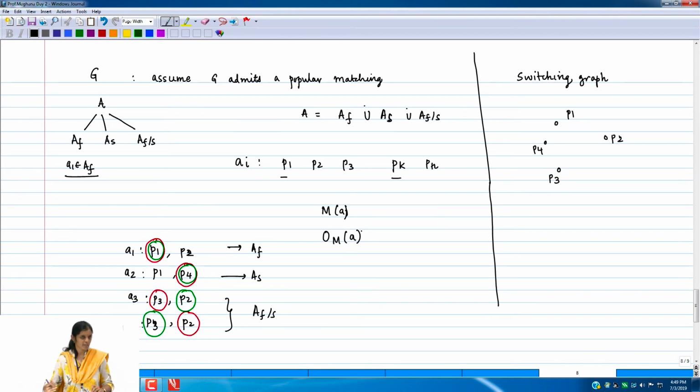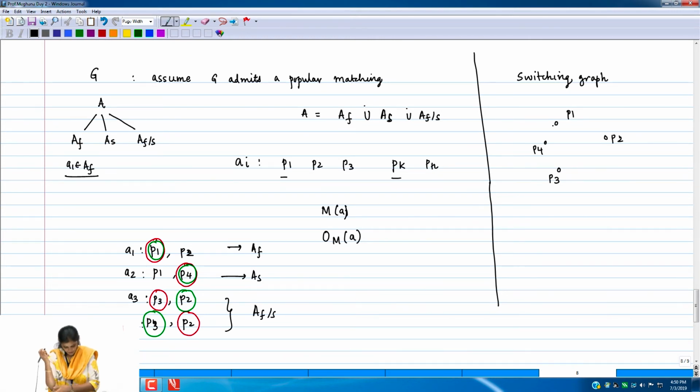So OM of A, and we don't want to commit whether M of A is F of A or the other post is S of A, so we'll just call it the other post. We don't know whether it is F or S, so we'll call it the other post with respect to that matching. So now we will draw edges which correspond to the applicants of the original instance. The vertices of this graph are the posts of the original instance. The edges of this graph will be applicants of the original instance.